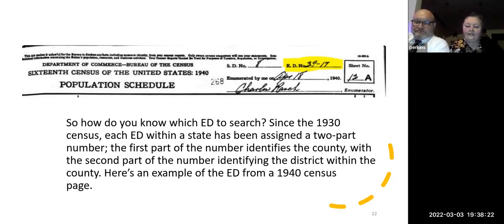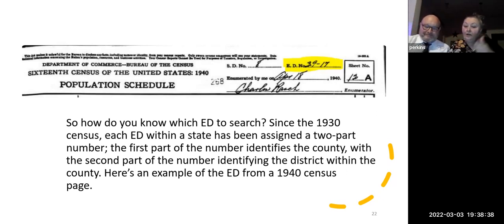But every state, the first thing they did in 1930 is they started at 1 and they numbered all of their counties. And I don't even know how many counties are in Texas. A lot. Okay, let's pretend there's 150 counties in Texas.